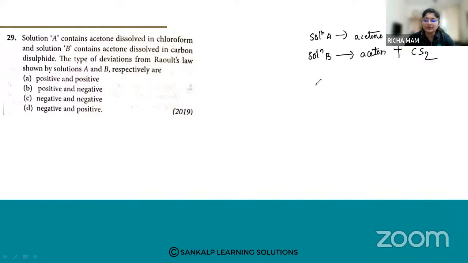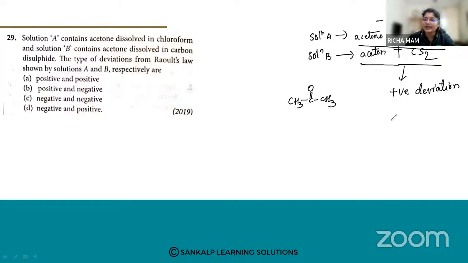So we know that acetone, this is the structure of acetone. It has some hydrogen bonding. And CS2 is carbon disulfide. So what you can see here is that the solution of acetone and chloroform will show negative deviation, and the solution of acetone with CS2 will show positive deviation. So this is the answer.